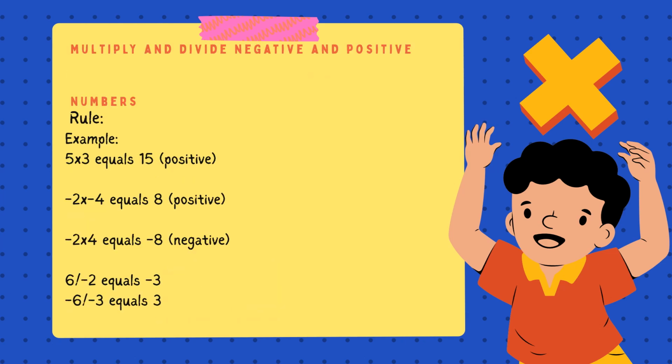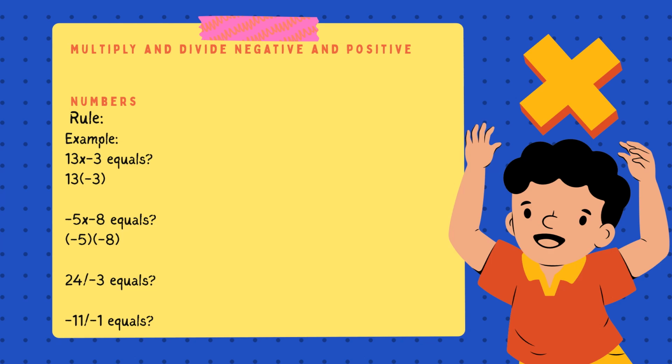Look at these examples. I mentioned them before. 5 times 3 equals 15, which is positive because it's two positive numbers. Negative 2 times negative 4 equals 8. It's two negative numbers. But look at the third one. It's a negative and a positive number, so the answer is going to be negative. Remember, we're doing multiplication and division, okay? And then the rules apply for division as well.